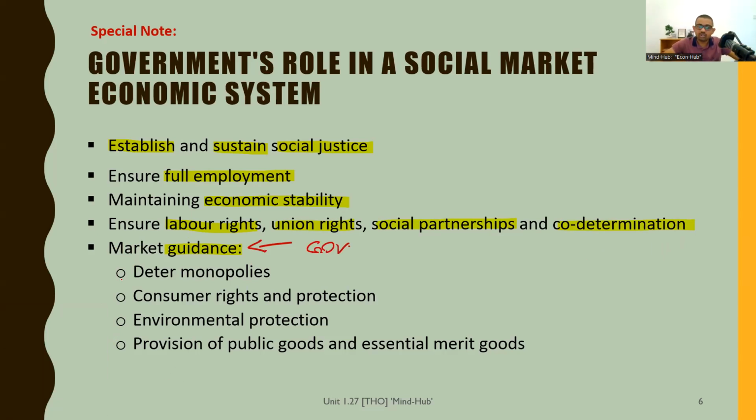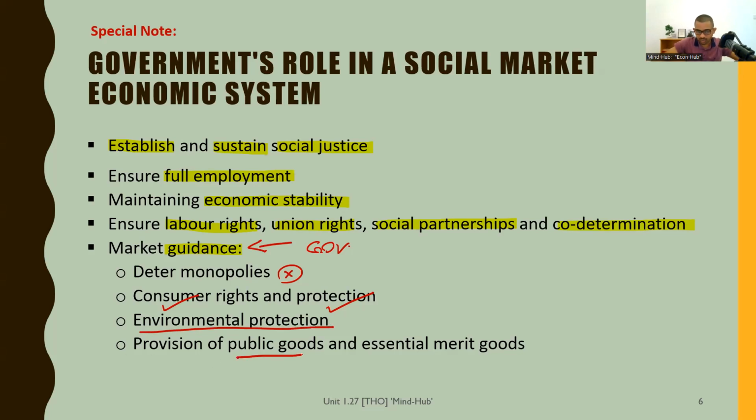On what? It should make sure to deter, meaning discourage, right? Eliminate. If you are confused with the word, then just use this word: discourage monopolies. Monopolies are bad. Discourage monopolies. We want competition. Consumer rights and protection. Consumer rights should be protected. Yes. Consumer sovereignty. Remember, consumer should be protected. Environmental protection. Private sector will not protect the environment. Private sector will be greedy. They will cut down all the trees if possible, because it's about profit maximization. Government needs to guide the market and say, no, we need to have a sustainable environment. So protect the environment, provide that guidance.